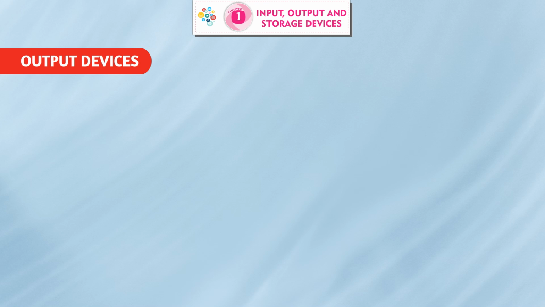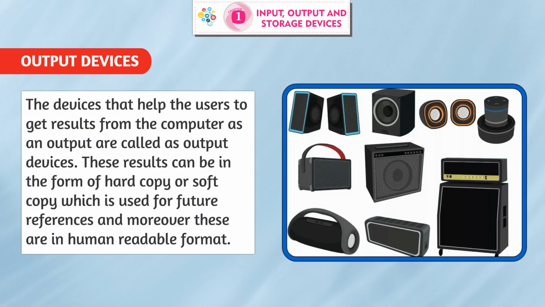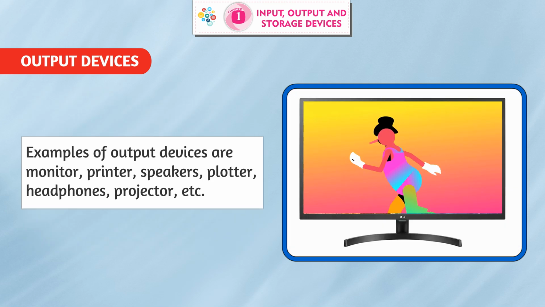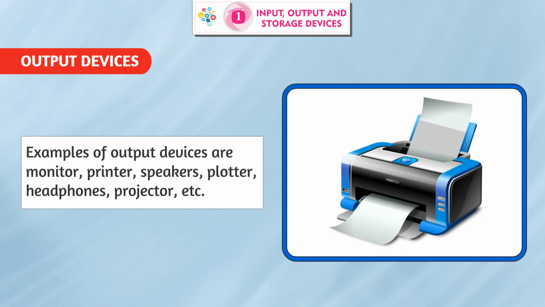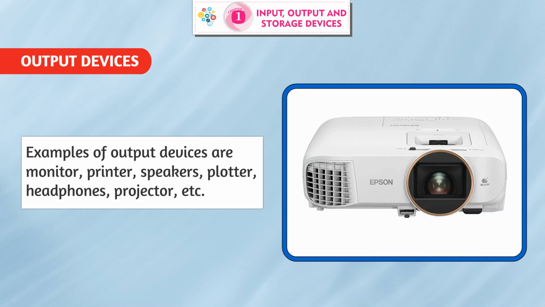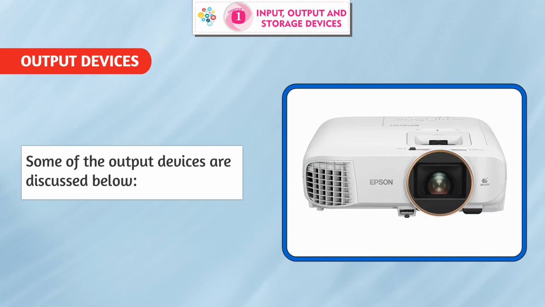Output devices. The devices that help the users to get results from the computer as an output are called output devices. These results can be in the form of hard copy or soft copy, which is used for future references, and moreover, these are in human readable format. Examples of output devices are monitor, printer, speakers, plotter, headphones, projector, etc. Some of the output devices are discussed below.